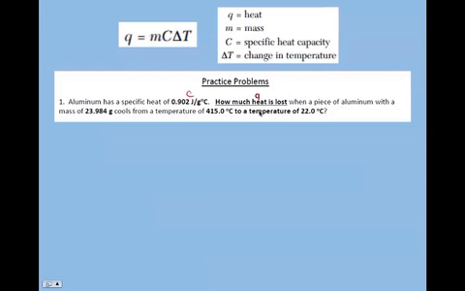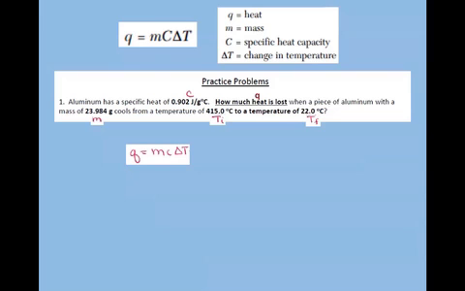When a piece of aluminum with a mass of 23.984 grams, that's my mass, cools from a temperature of 415 degrees Celsius, that's going to be my initial temperature, to a temperature of 22 degrees Celsius. So this sample's cooling down, it's going to lose heat energy. So once we've identified all the variables involved, we can go ahead and set it up in our equation.